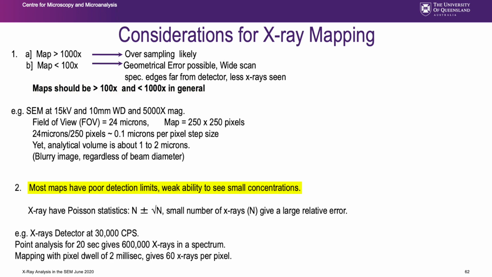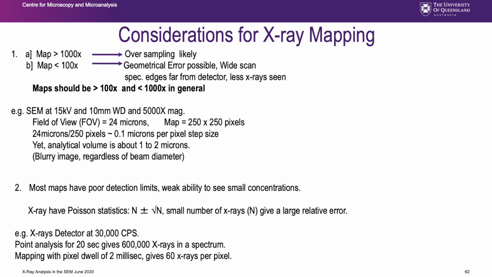Generally, I think maps have poor detection limits. The reason is, with a certain accelerating voltage and a certain beam current, I might get 30,000 counts per second on my X-ray detector. If I'm doing a point analysis, where I'm just dropping the beam on a crystal to analyse it, and I count for something like 20 seconds, that's quite reasonable, and that spectrum will have 600,000 X-rays in it. Unfortunately, if I'm doing a large map, say 1,000 by 1,000 pixels, and I pause 20 seconds at each pixel, it would take days to do that map.